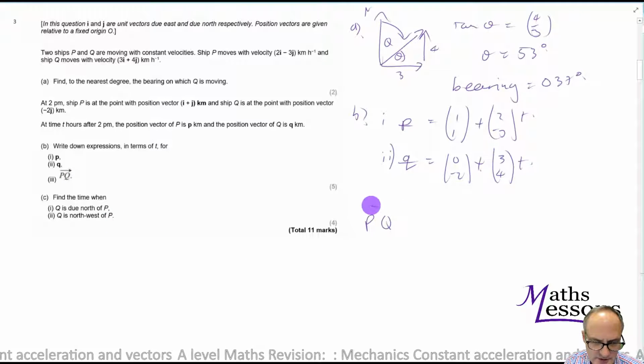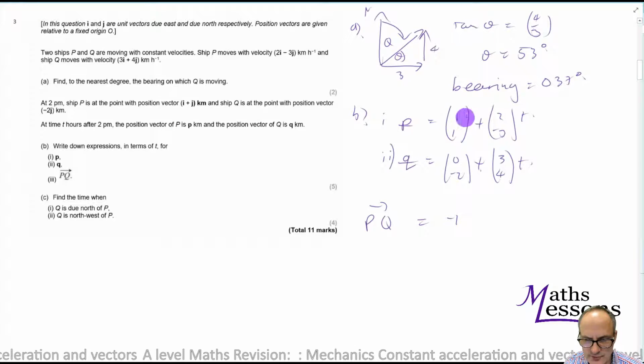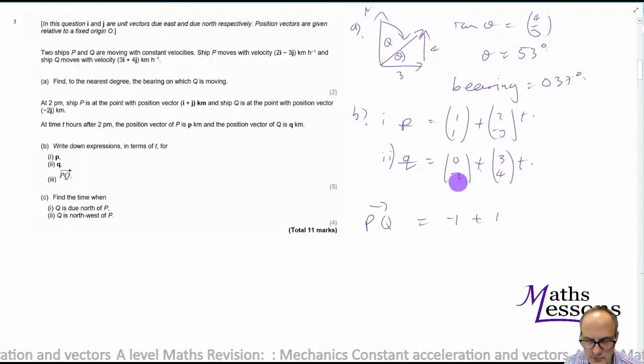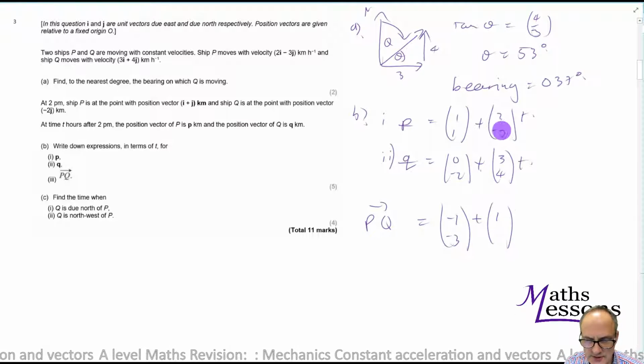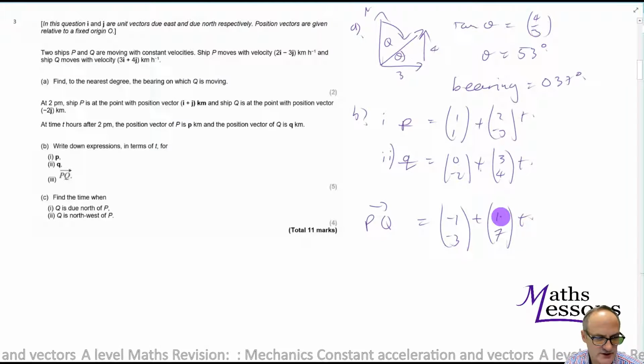So PQ, when you're working out PQ, you've got to take the P vector away from the Q vector. So you're going to take all of this away from this. So we're going to get minus 1 on the i. 2 away from 3 gives me plus 1 for this bit. I'm going to take 1 away from that to give me minus 3 for that constant bit. And then for the t bit, we've got minus 3 away from 4, which gives me 7t.